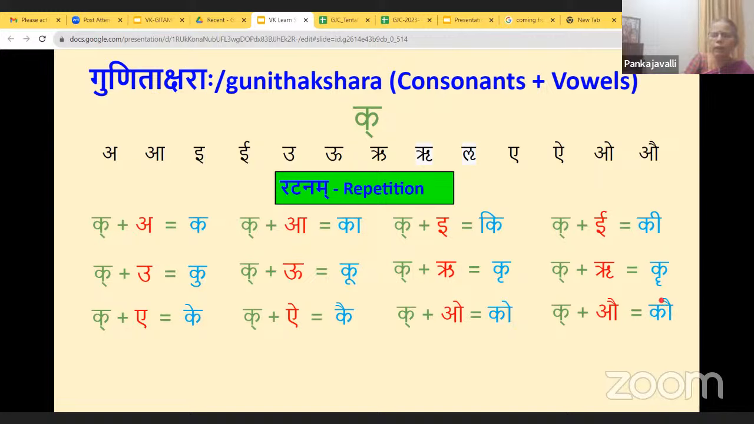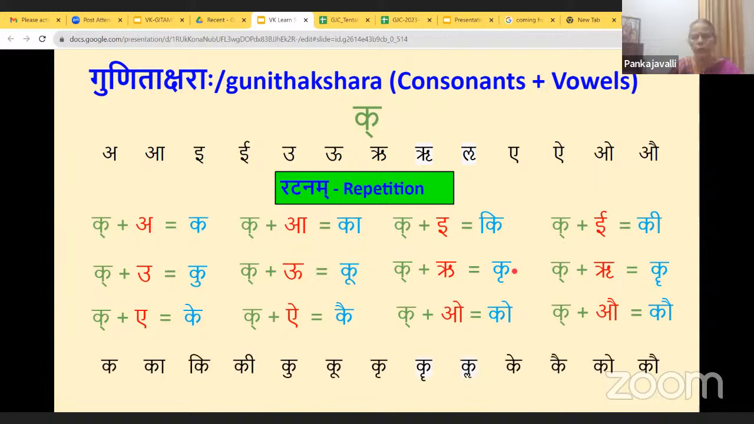When you order, they are all called gunitaksharas because a consonant joins only with the vowel. That is why I say kru is a gunitakshara. It is not a sayuktakshara. Kru is a gunitakshara only. Ik and dr only becomes kru.